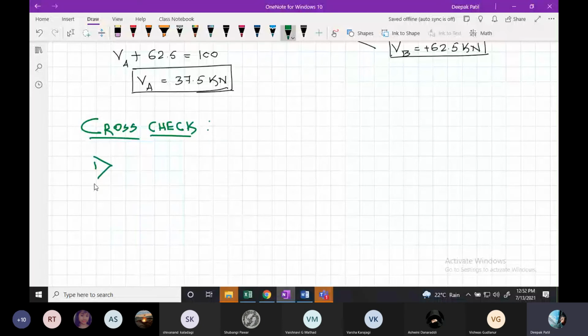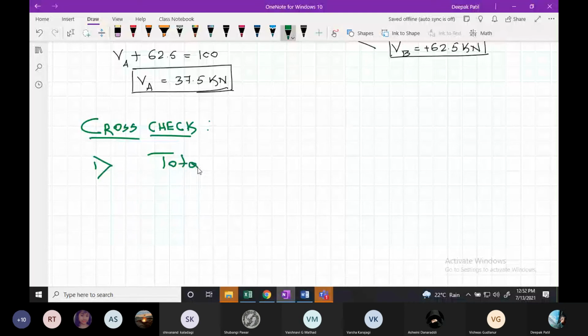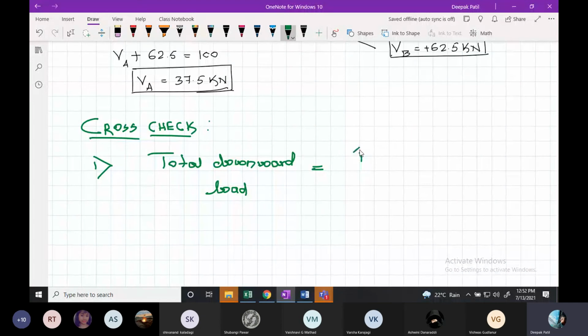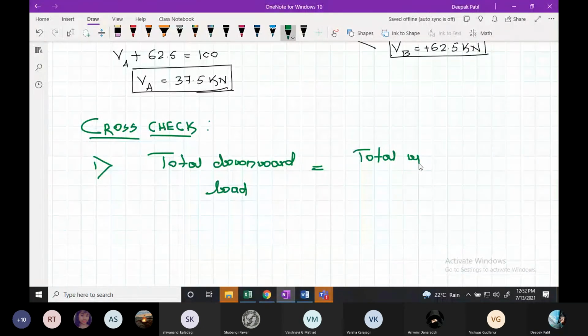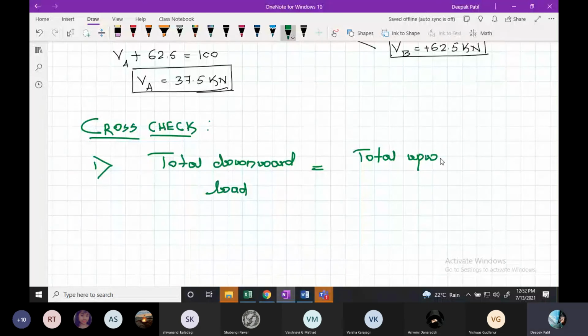The first cross check is: total downward load should be equal to total upward load. I will explain what this means. Total downward load should be equal to total upward load.